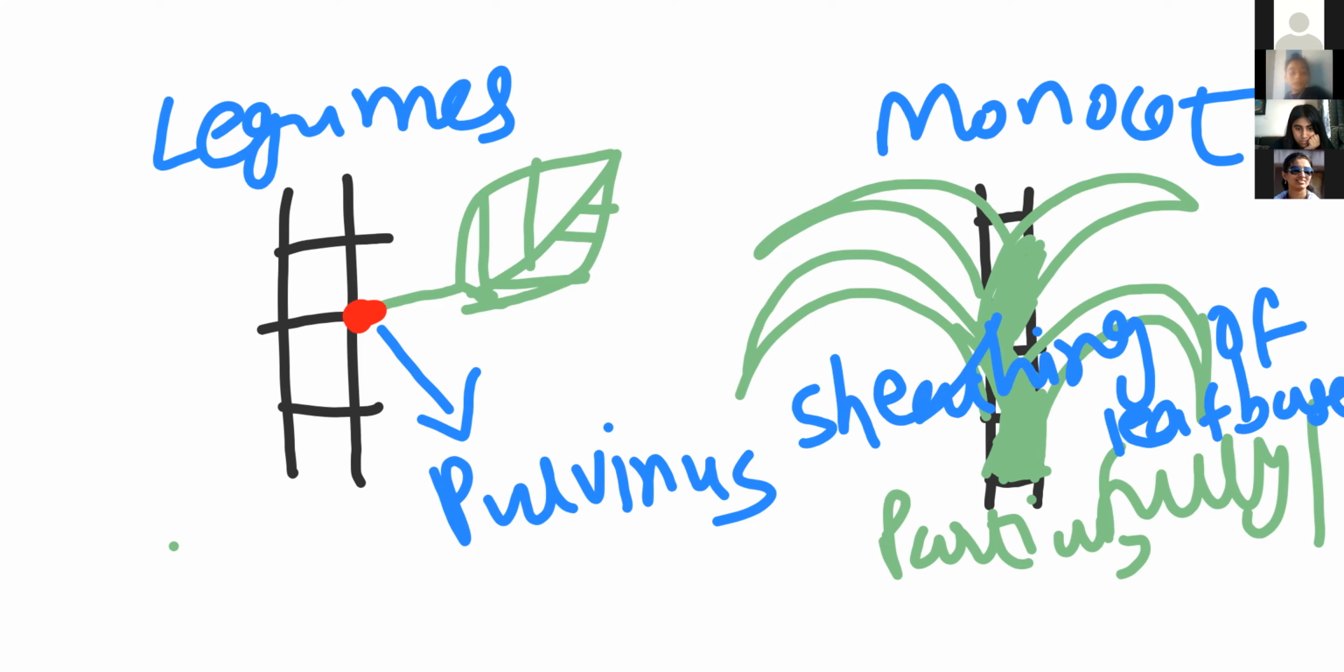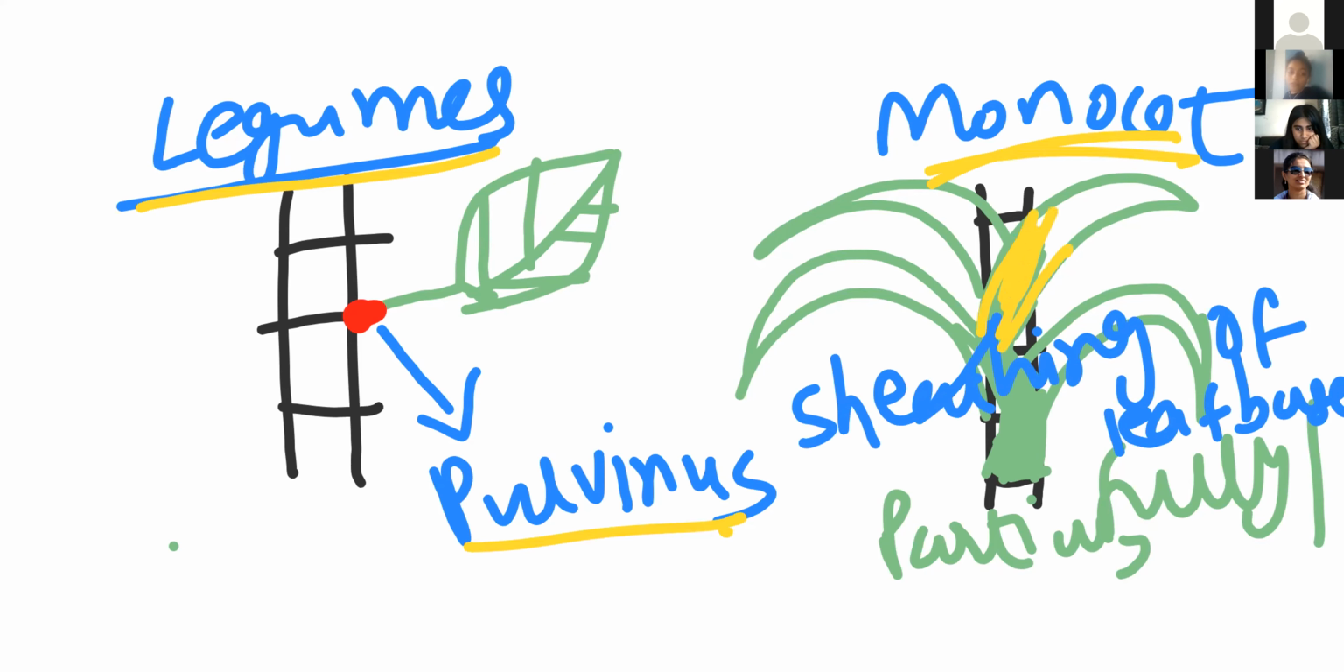Right? In the first condition, that's the legumes. In legumes, remember, leaf base becomes swollen, so we call pulvinus. In the second one, in monocot, leaf base forms an expanded structure, and this expanded structure either fully covers the stem or partially from the external surface. So that we call sheathing of leaf base. All of you clear on these two terms, pulvinus and sheathing of leaf base? Yes, ma'am.